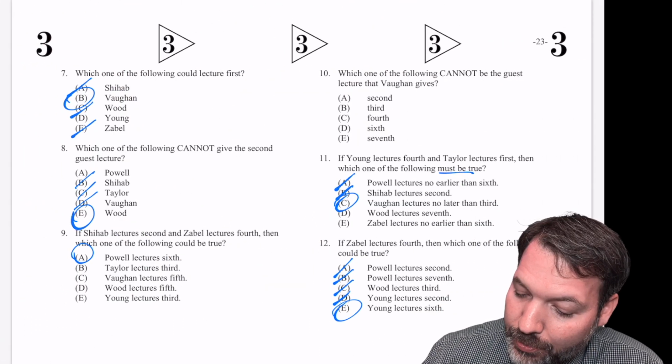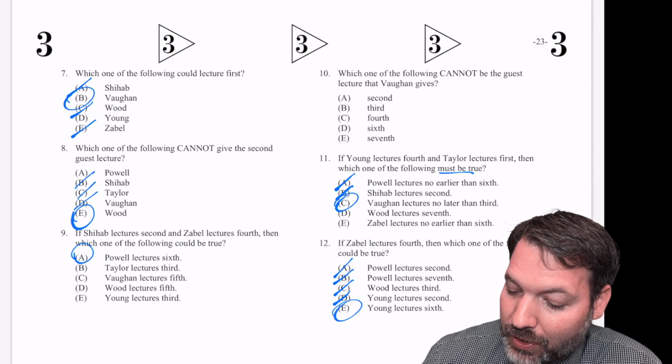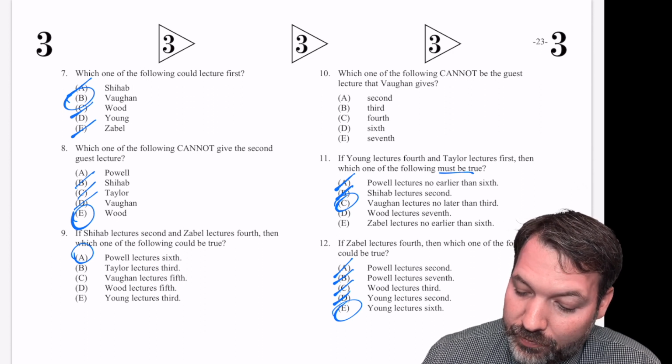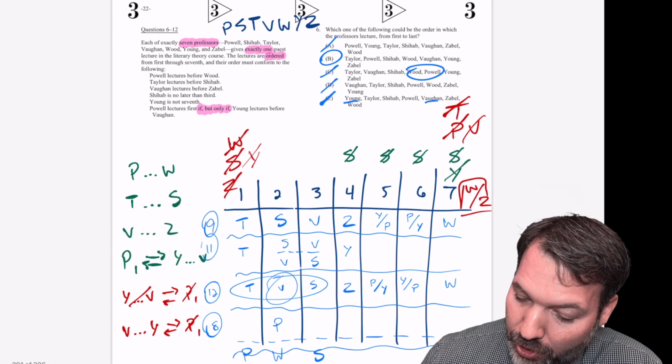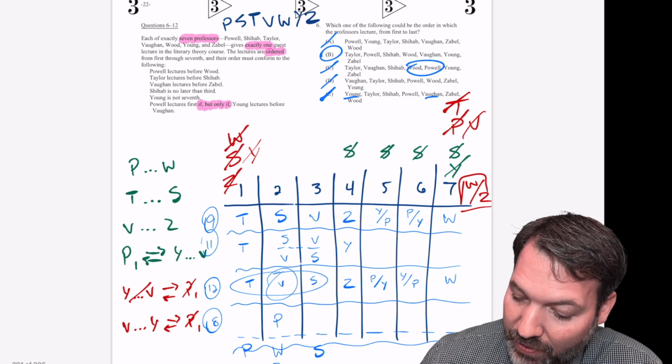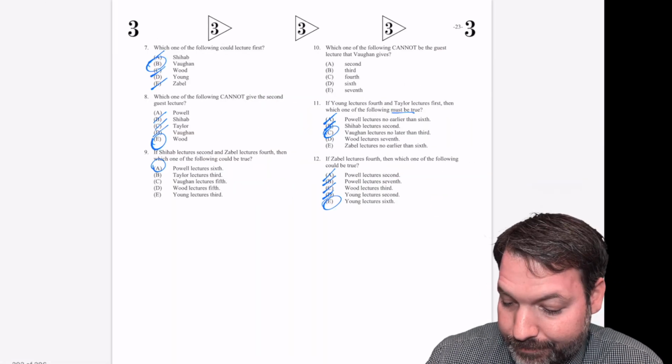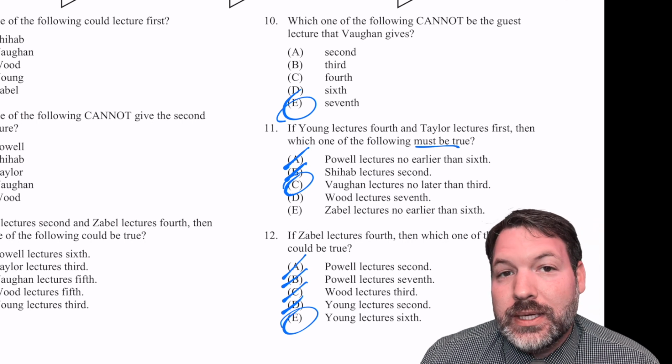One more question here, number 10. Which one of the following cannot be the guest lecture that Vaughn gives? So where can Vaughn never go? Well, we had Vaughn can't go 7th for sure. Was that a choice? Yes, it is. Circle answer choice E for number 10.